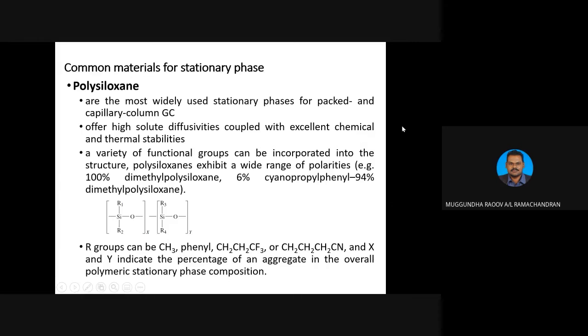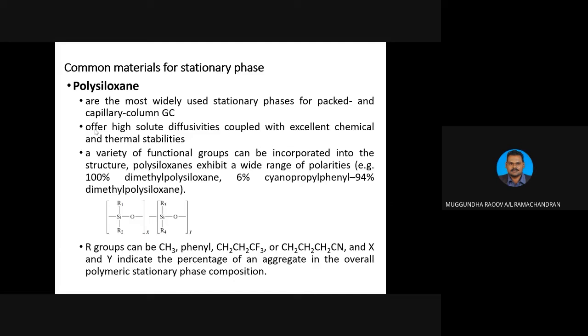So the common material for the stationary phase is polysiloxane. Polysiloxanes are the most commonly used stationary phases for packed and capillary column GC because of high solute diffusivities coupled with excellent chemical and thermal stabilities. Basically, a variety of functional groups can be incorporated into the structure, and polysiloxane exhibits a very wide range of polarities.